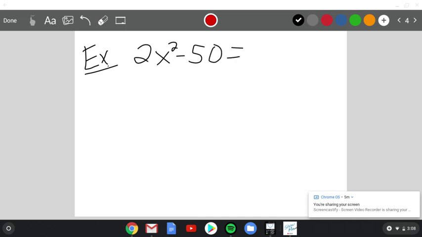Okay, let's make it a little more difficult. 2x squared minus 50 equals 0. We don't have an x to the first power, so I know I can solve by square roots. I need to get the x squared by itself. Add 50.